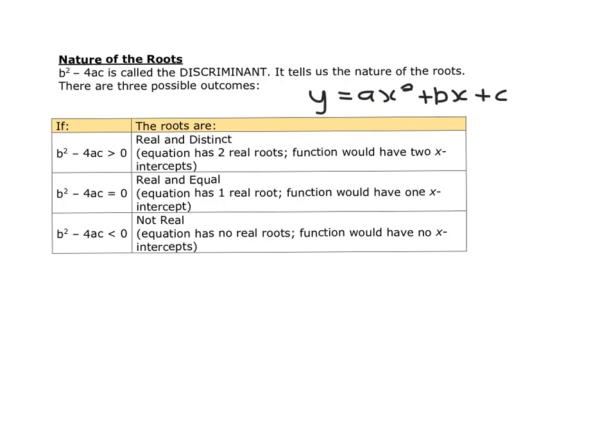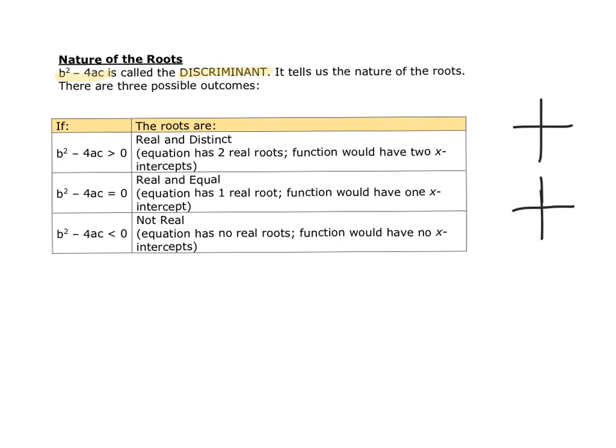When a quadratic function is in standard form, y equals ax squared plus bx plus c, we take the b value, we square it, and then we subtract 4ac. So b squared minus 4ac is called the discriminant. You should recognize this from the quadratic formula, as it is the part inside the square root. It is important to note that the discriminant does not include the square root.